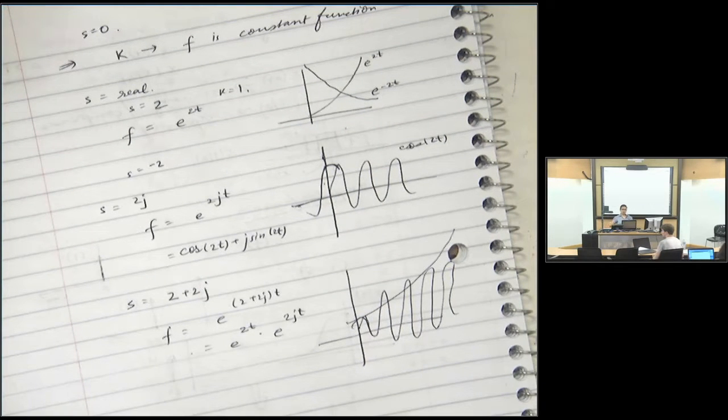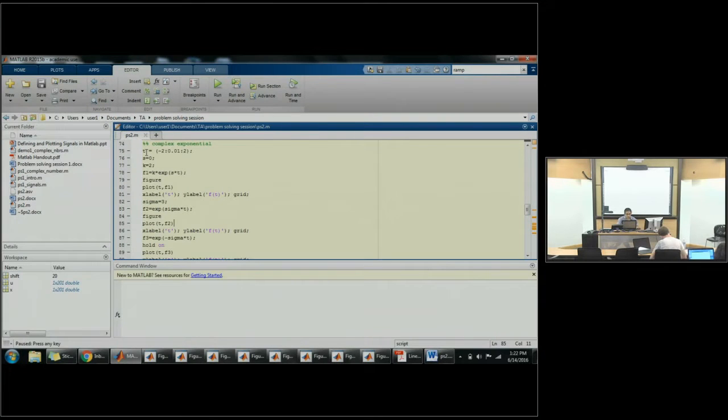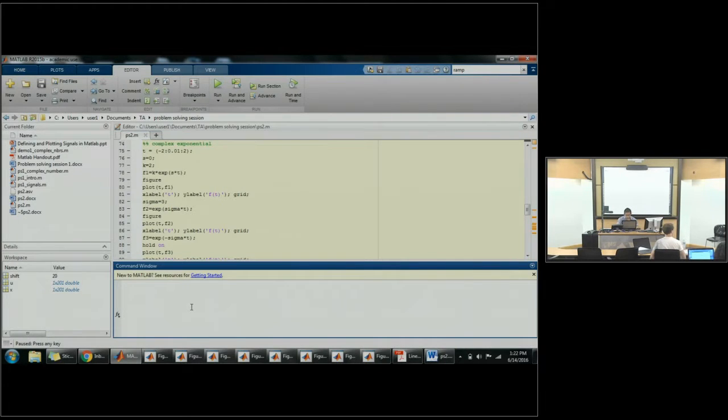Okay, so let's see it. Now, my time again is here from -2 to 2. You can define any values. First thing I've done, s is a constant, s is 0, k is some value 2, and let me run it for you.